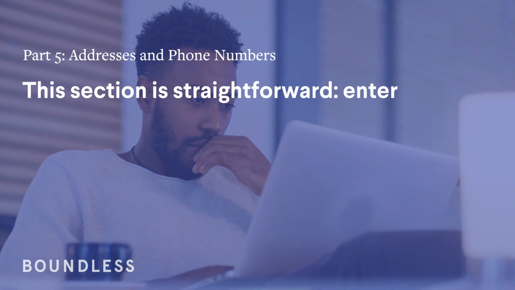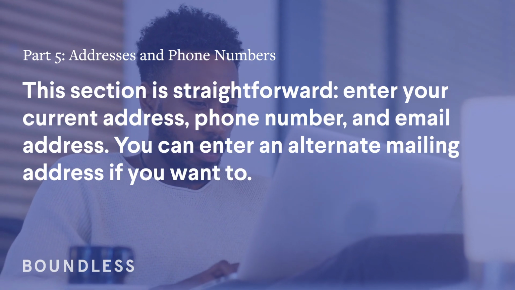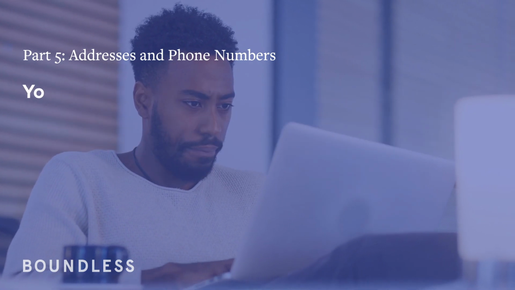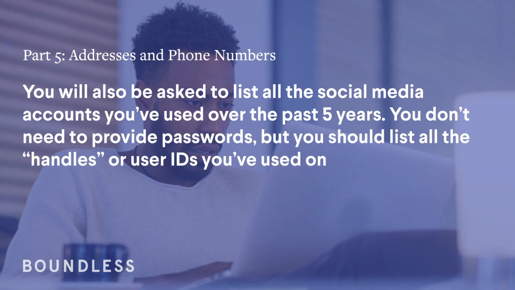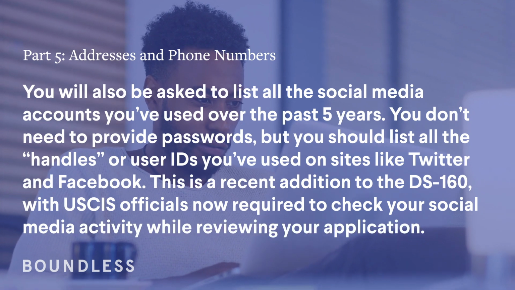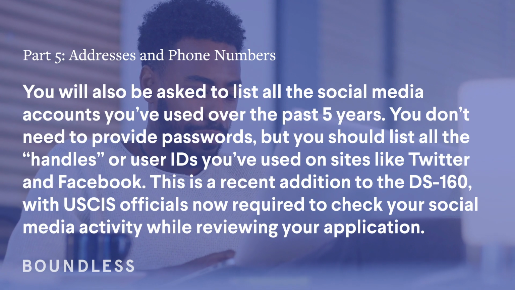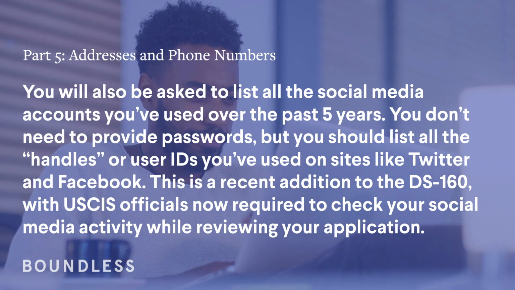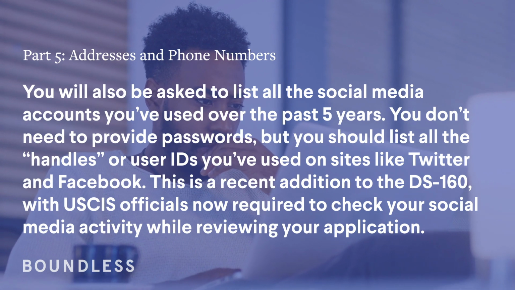This section is straightforward. Enter your current address, phone number, and email address. You can enter an alternate mailing address if you want to. You will also be asked to list all the social media accounts you've ever used over the past 5 years. You don't need to provide passwords, but you should list all the handles or user IDs you've used on sites like Twitter and Facebook. This is a recent addition to the DS-160, with USCIS officials now required to check your social media activity while reviewing your application.